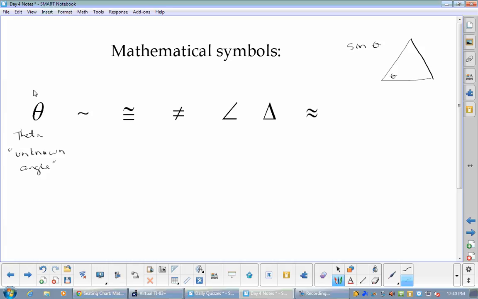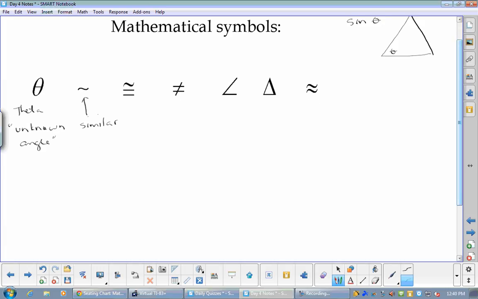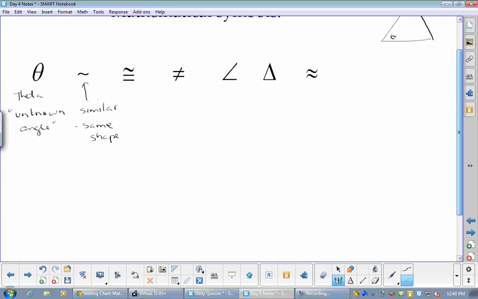This sign right here means similar. Now, in mathematics, similar means something quite specific. In the English language, similar means they're alike, but in math, similar means same shape. So it doesn't mean they're the same size. These two here are similar. It's like one triangle is just a blow up of the other. All the angles will be the same, but the size isn't.